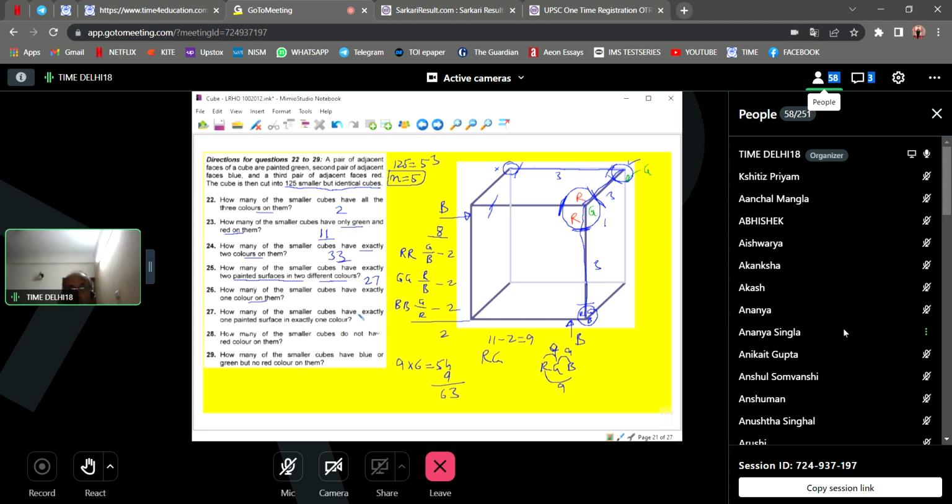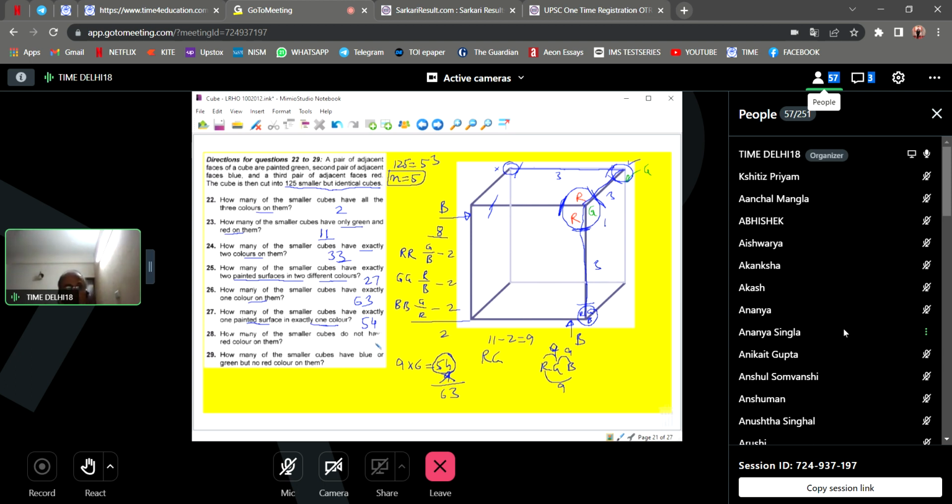I hope it is clear to everyone. Question number 27. How many of the smaller cubes have exactly one painted surface and exactly one color? One color and one painted surface. Do I need these for this question? No, I don't need them. What do I need? Just these. What is the answer? 54. Is it fine?